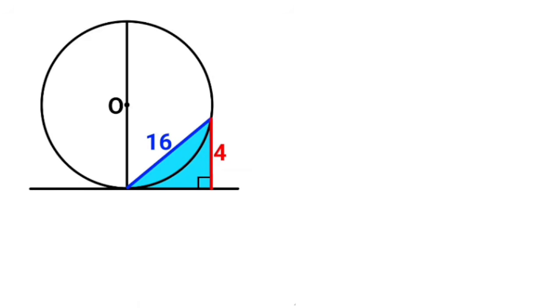In today's video, we are going to solve another interesting geometric problem. In this question, a circle with center O is tangent to a horizontal line at its lowest point. A chord of length 16 units extends from this point of tangency to another point on the circle. A vertical line segment of length 4 units drops from this point on the circle to meet the horizontal tangent line at a right angle. Our goal is to calculate the exact radius of the circle.